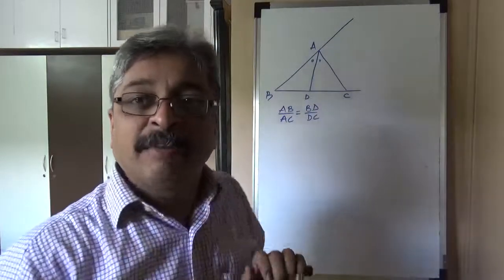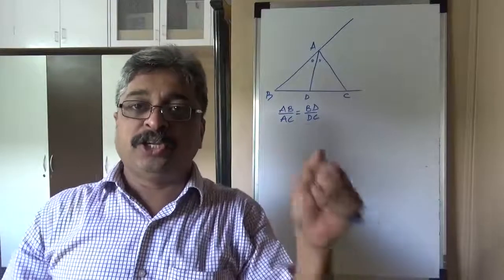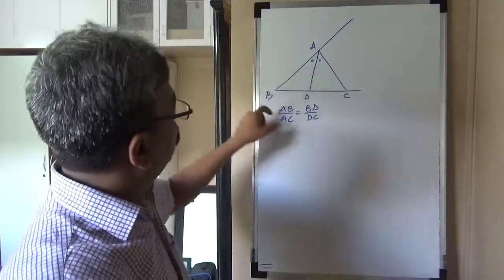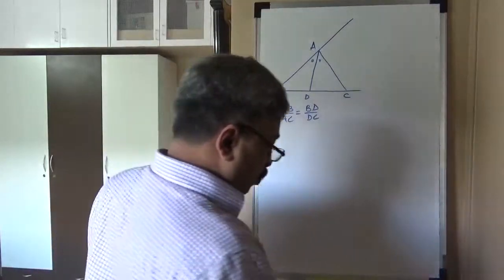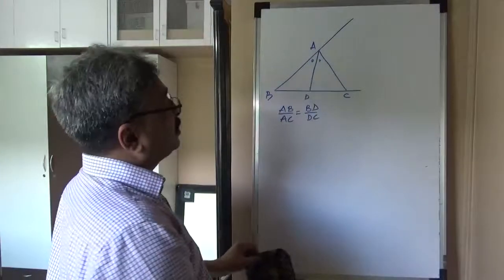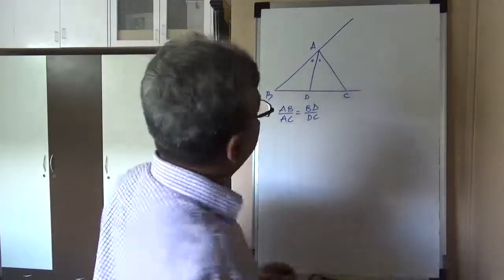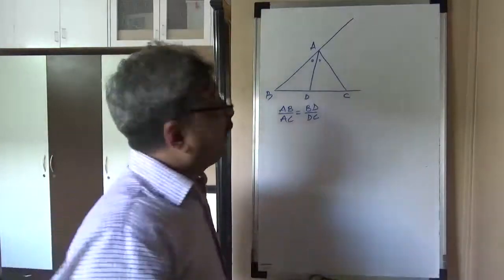The angle bisector divides the opposite side in the ratio of the adjacent sides. So AB upon AC is BD upon DC. This is what we are supposed to prove. We have around three different ways of proving it. We will discuss one. Maybe you try to do it independently.